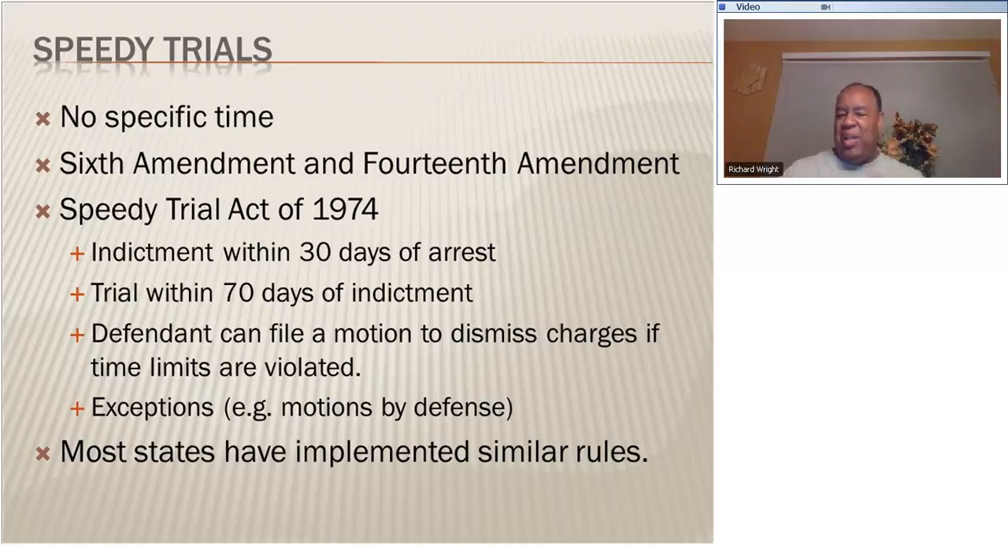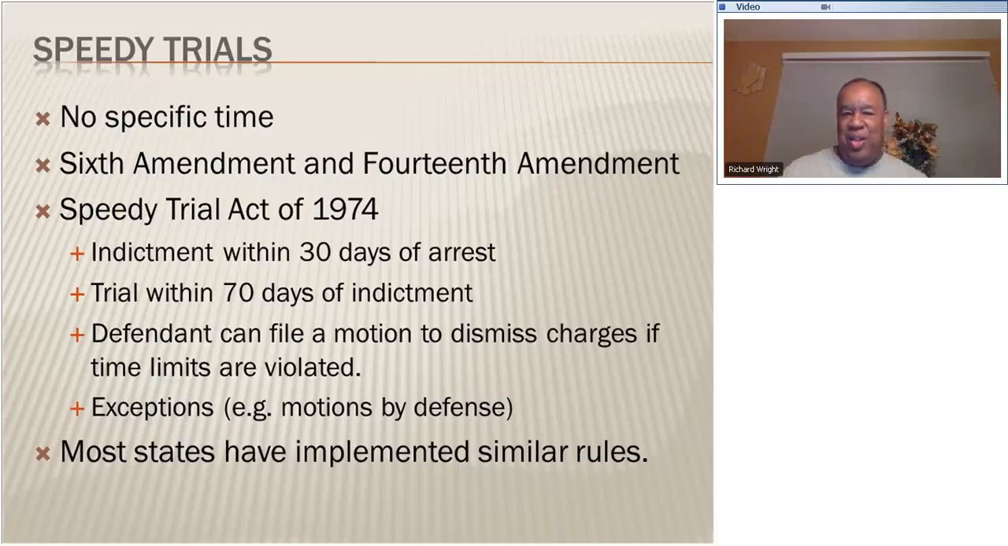I didn't do a lot of federal cases because I used to see what happened. I worked with a couple of lawyers in federal cases. The Speedy Trial Act, no specified time, but the 6th and 14th Amendment: the indictment must come within 30 days of arrest, trial within 70 days of indictment.